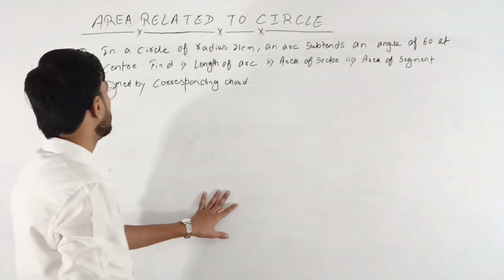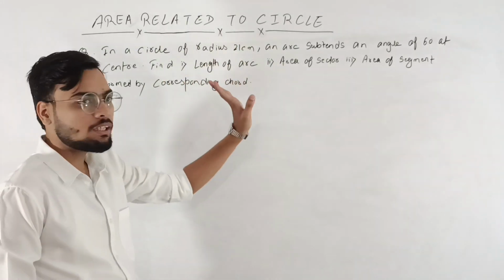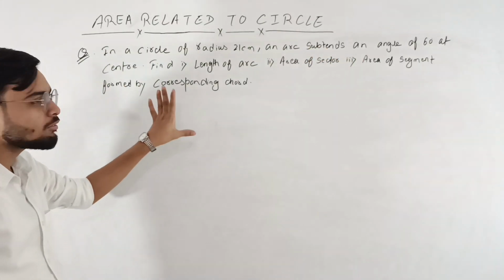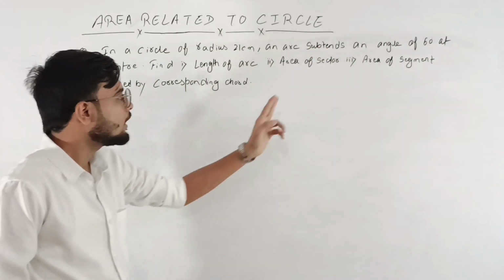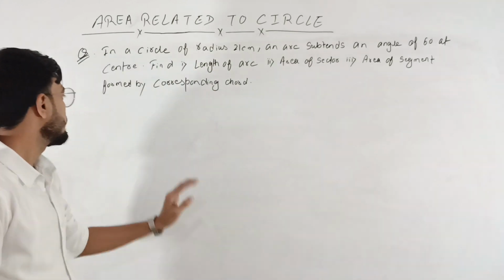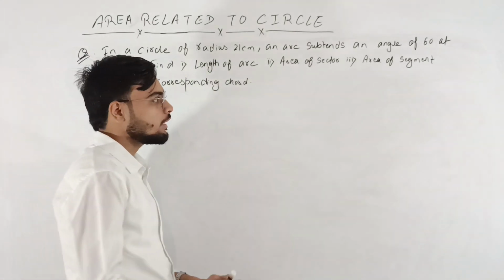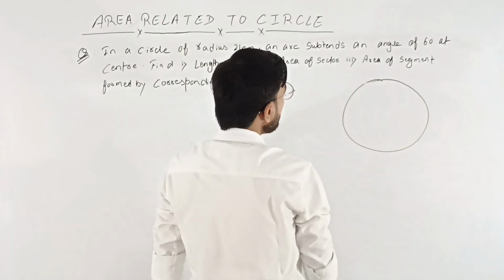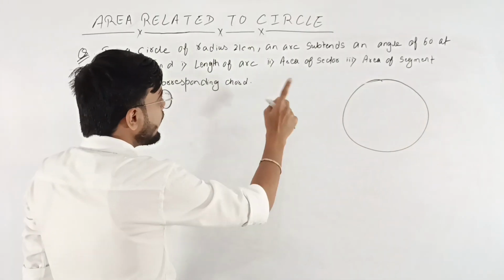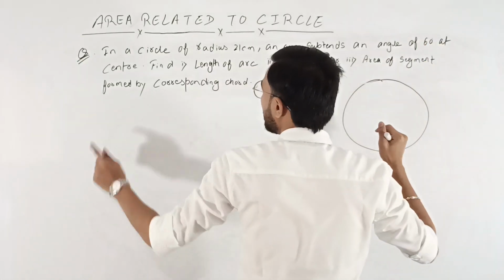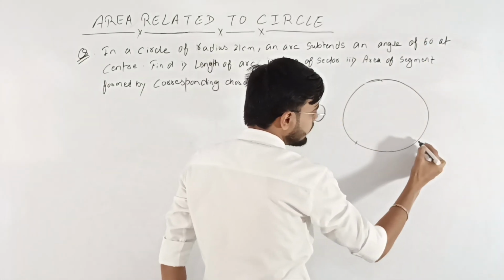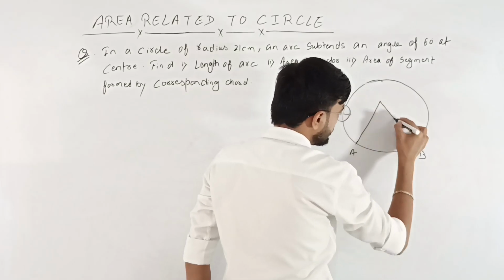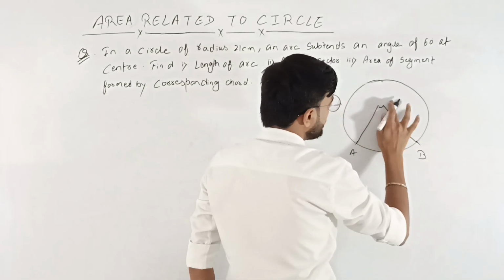The question is what? In a circle of radius 21 centimeter, an arc separates an angle of 60 degree at center. Then we have to find length of arc, area of sector, and area of segment formed by corresponding chord. So look here, question said that there is a circle. In this circle, an arc separates an angle of 60 degree at center. So suppose this is my arc AB. Okay. Now this arc AB subtends a 60 degree angle at center.